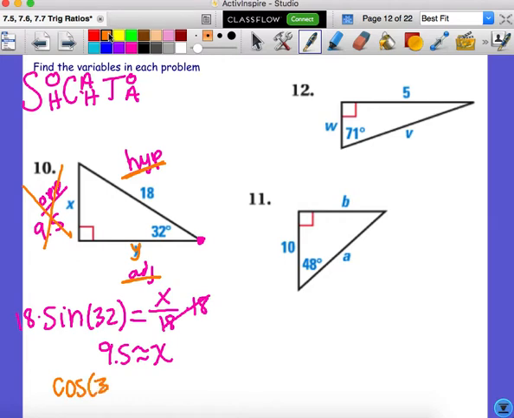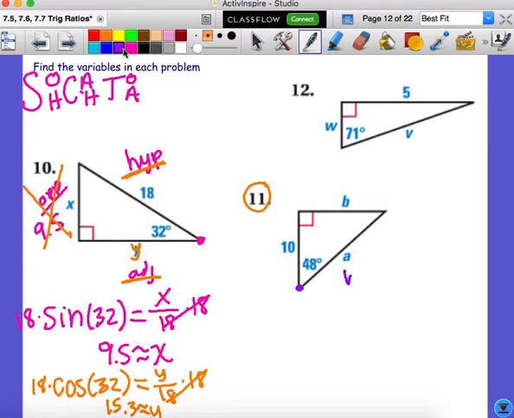So the cosine of 32 should equal the adjacent over the hypotenuse. Multiply by that denominator, and then have our calculator do the work for us. 18 times the cosine of 32 is approximately 15.3. So now I've found both of those two variables. Go ahead and try number 11 on your own, and then come back to check.